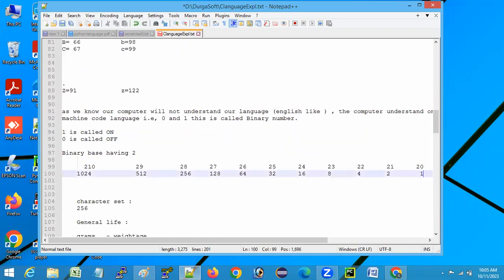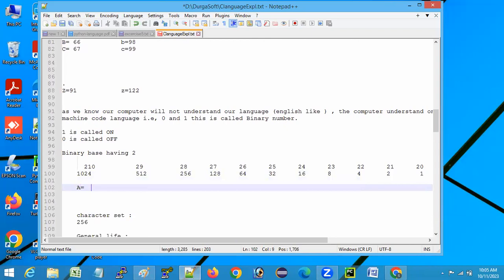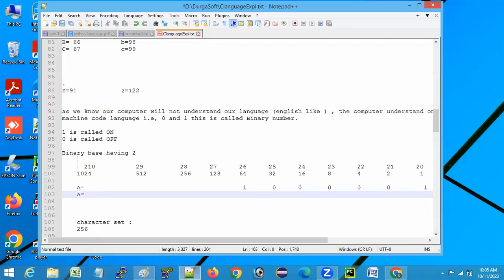Suppose 65 is there. A is 65, in the sense it is nothing but this is on, and this is 0, this is 0, this is 0, this is 0, this is 0, and this is 1. It means that A has the code 1000001. It is 8 bits. So one character equals 8 bits.